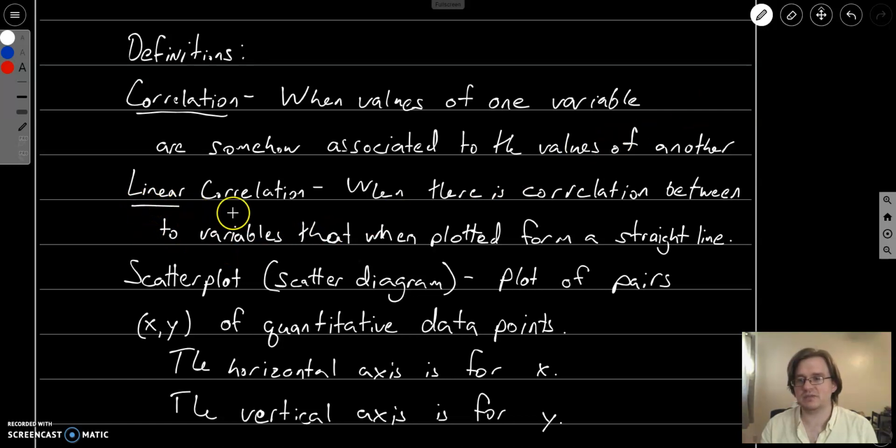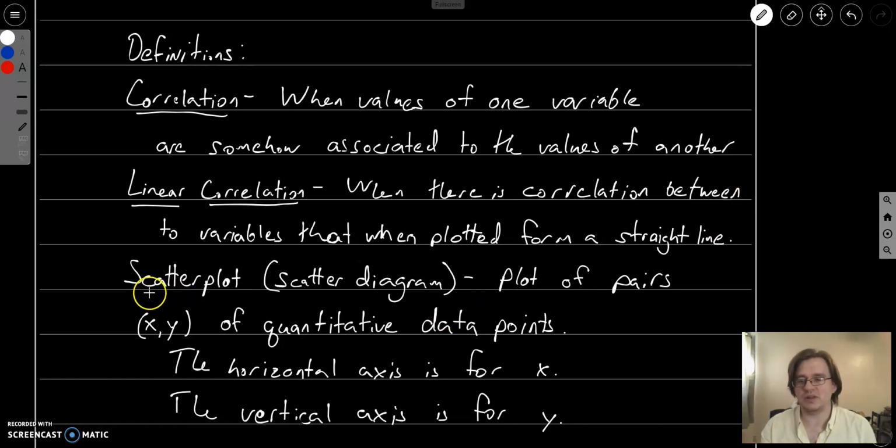A particular type of correlation is called linear correlation. Essentially what this means is if you were to plot the data, you will see a straight line appear in the data. There can be other ways that things could be correlated. There could be exponential correlation, where one variable is related to a power of the other variable. But with linear correlation, it's just going to be a straight line.